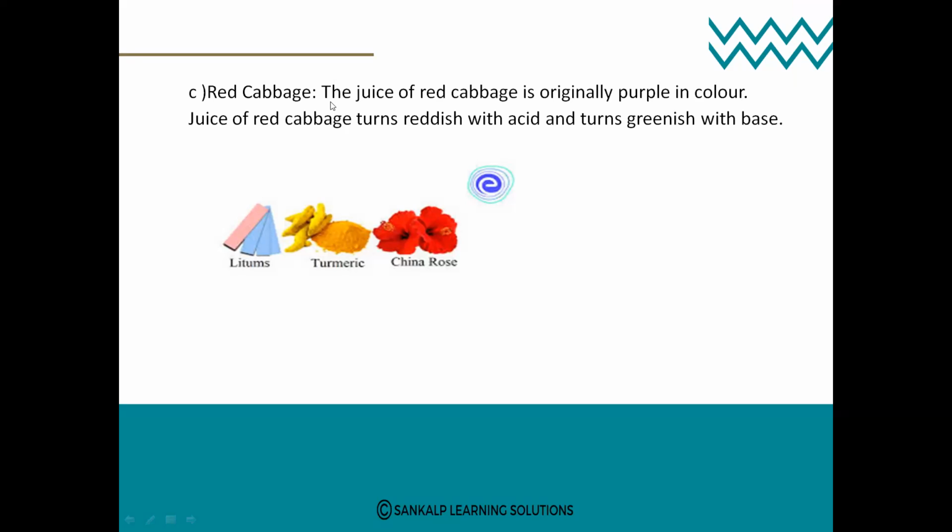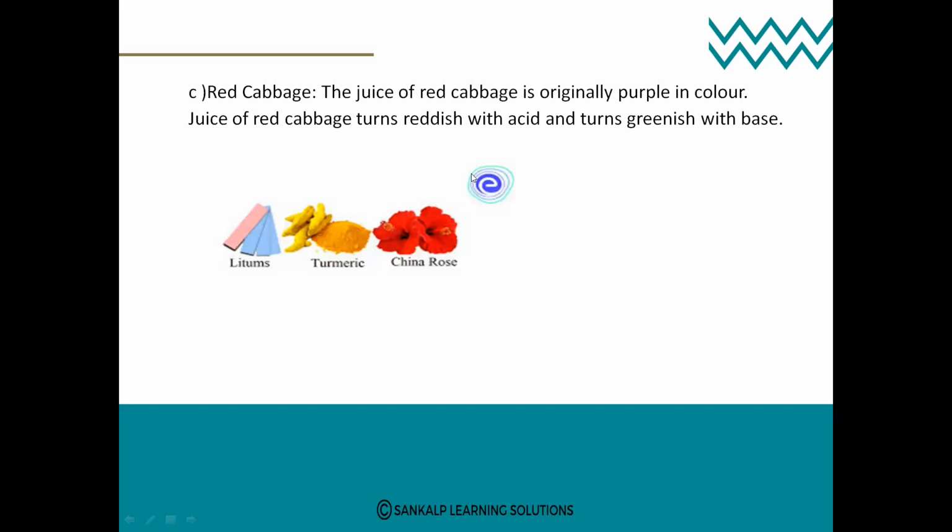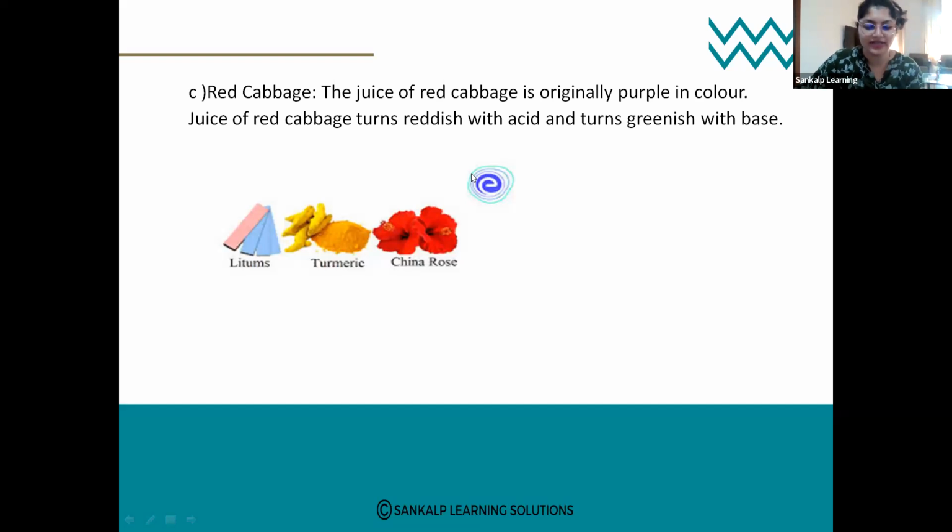So this is the characteristic of an indicator. What is an indicator mainly? An indicator indicates whether the given substance is acidic or basic. How will it indicate? It will indicate by a change in color. So we have seen four types: litmus paper, turmeric, red cabbage, and China rose. These are the four natural indicators in your syllabus.